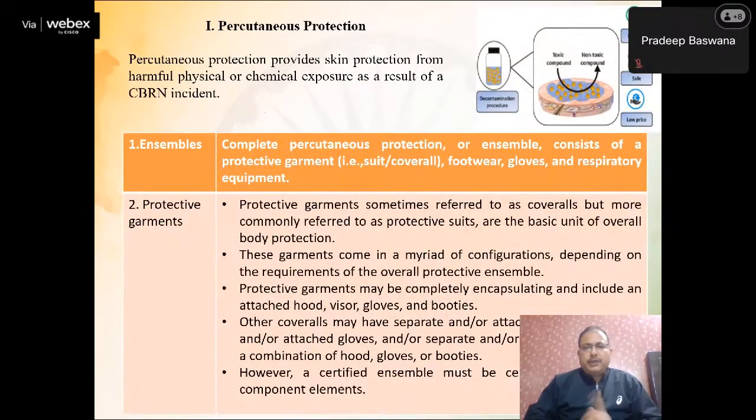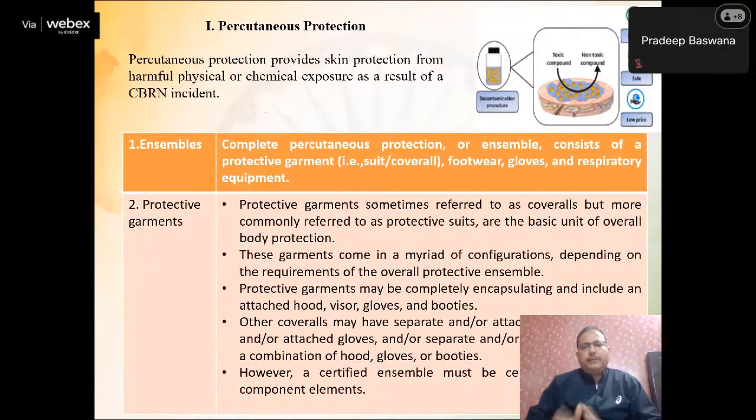Now, what is percutaneous protection? This is the first question. Percutaneous protection provides skin protection from harmful physical or chemical exposure as a result of a chemical, biological, or radiological incident. What is an ensemble? A complete percutaneous protection ensemble consists of protective garments, that is a suit or coverall, footwear, gloves, and respiratory equipment. That is the complete set of protection mentioned here.